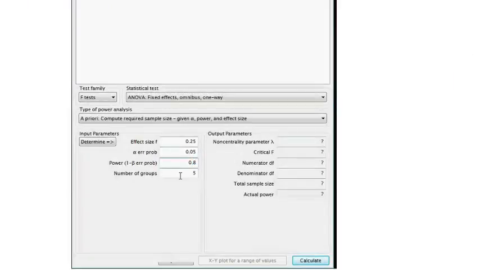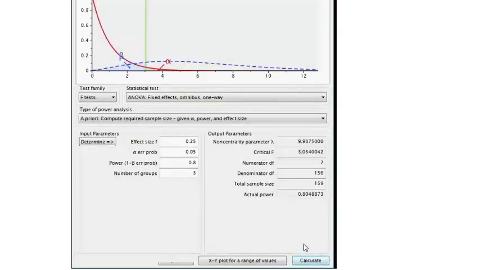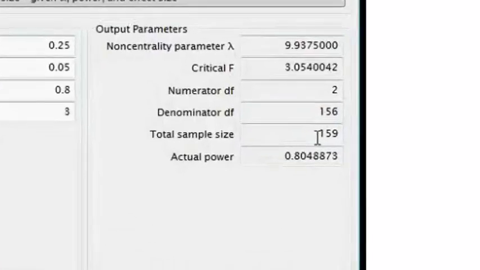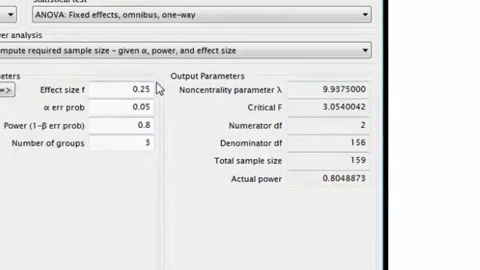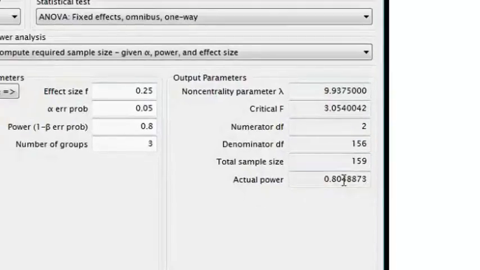And the different groups, how many groups do you have for an ANOVA? Okay, so normally it's 3, but you can have a lot, right? You can have 10 or 20. But the same thing, you load this site up, you click calculate, and it tells you you should have about 159 people minimum to generate a power of 0.8 with a medium effect size. And it gives you the actual power here, okay?